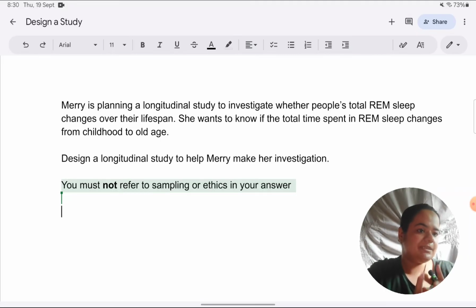When they've explicitly asked you not to refer to something, that means you're not going to receive any credit for covering those points. So, why should you waste your time and space on the paper over something for which you're not going to be marked? Pay heed to what is said in the question. If they've told you not to do certain things, make sure you don't do them.